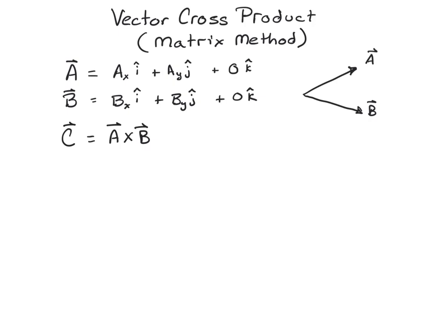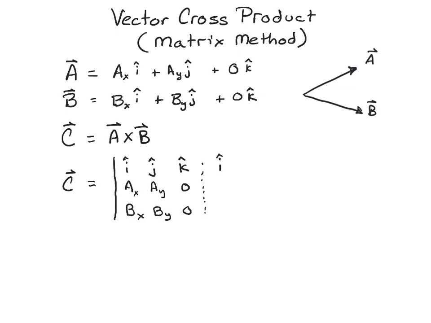To do this, I'll set up a matrix, and C is going to be equal to I, J, K. Those will be my columns, and the first vector here will be A, so I'll put AX, AY, and 0. And then the next vector will be B, that'll be BX, BY, and 0. And I'm going to take the determinant, and the tricky way to do it is to repeat the first two columns. So I'll repeat those, AX, AY, BX, BY.